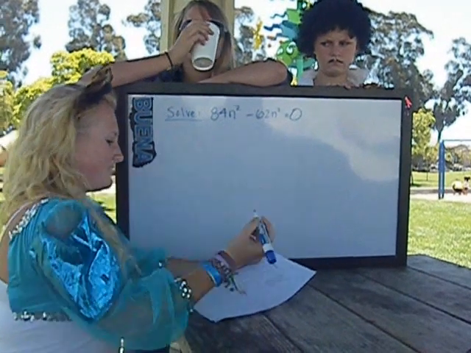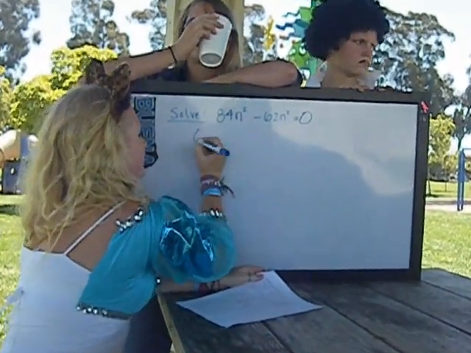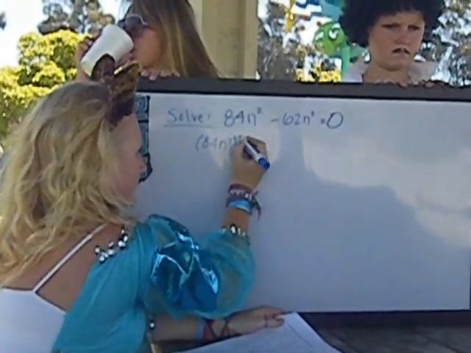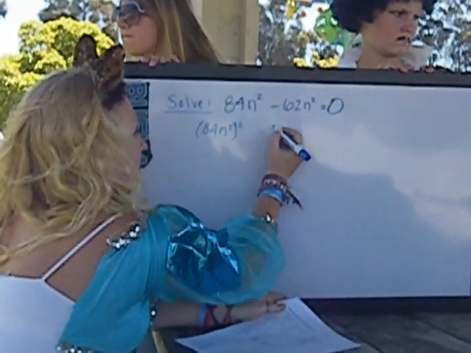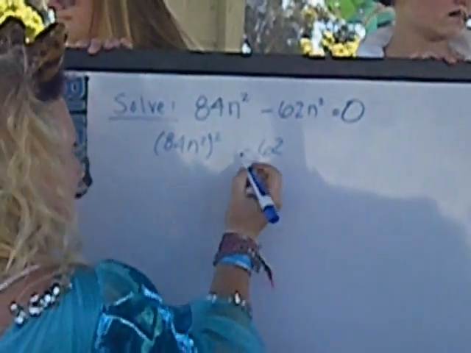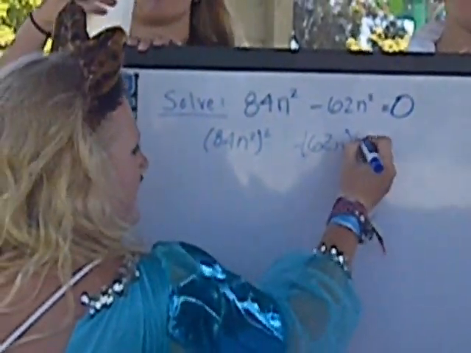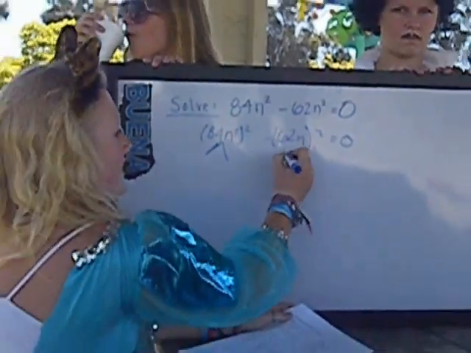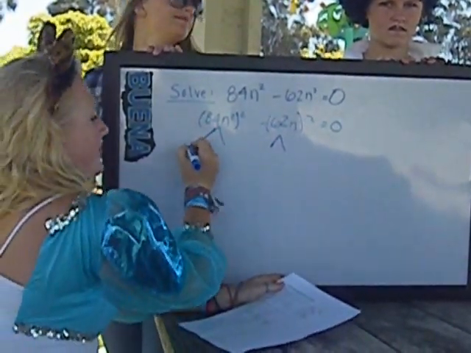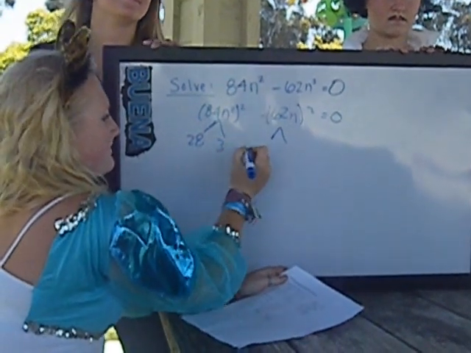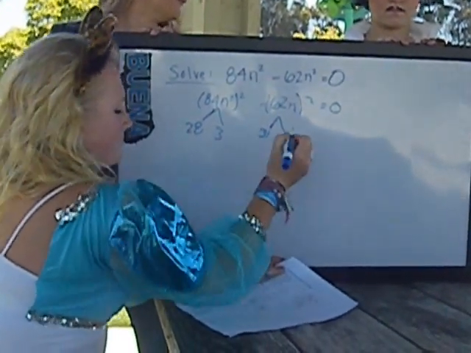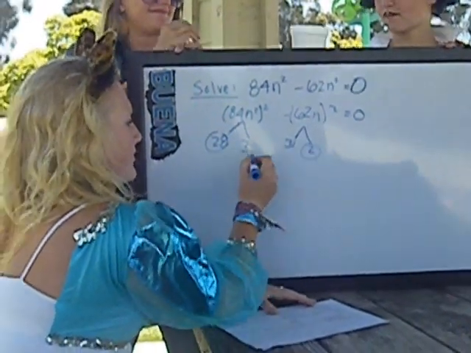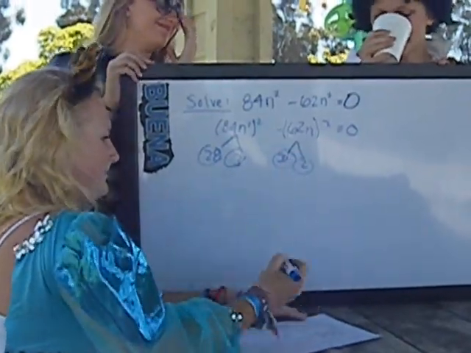This is the equation that's given to us. First, we factor the 84 into 84n squared minus 62n squared equals 0. Okay, find what comes out of 84 and 62. That happens to be 28 and 3, and 31 and 2. Then we set up equations. We use this and this for one, and this and this.